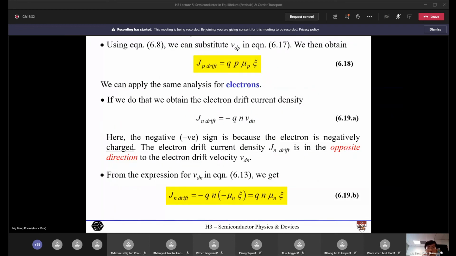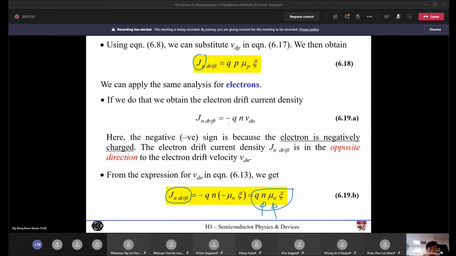In the case of a drift current density, we typically use J to represent it, as it's a density component. Now, if you apply this to electrons and carry out the same analysis, you will get the same form for the drift current density of electrons. The form is quite similar, except that we replace p, the hole concentration, with n, the electron concentration, and the mobility of hole with the mobility of electron. Those are the two quantities that are replaced, but in terms of the form, it's similar.